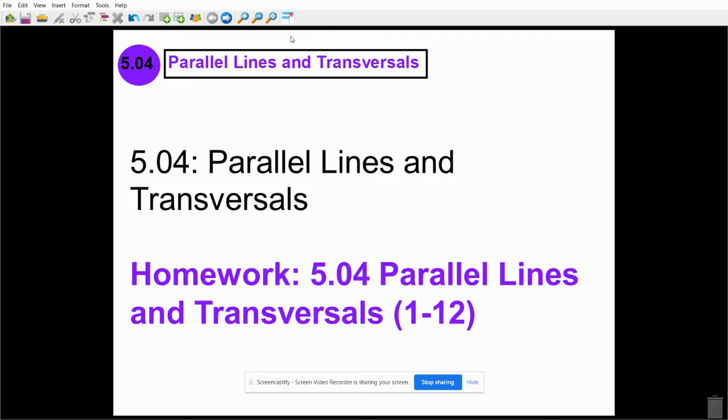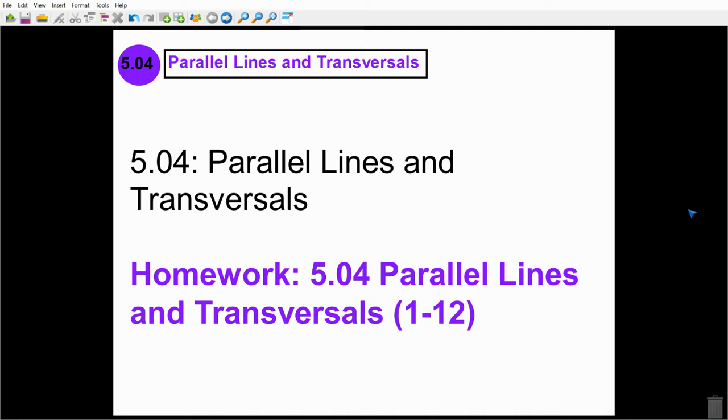Alrighty, so for today, Friday the 4th, I decided to move forward to 5.04. This one is called Parallel Lines and Transversals, but there's something in particular that will happen, which is that we're going to start looking at introducing the algebra.